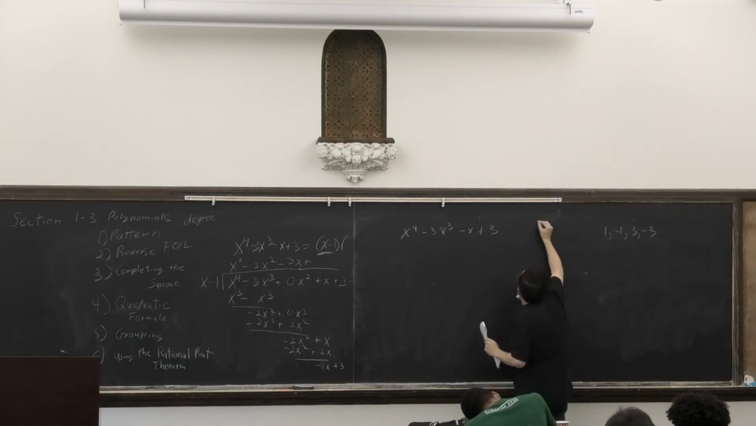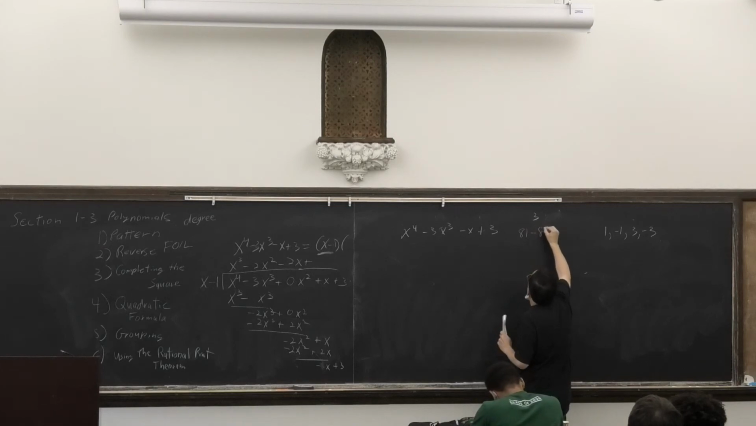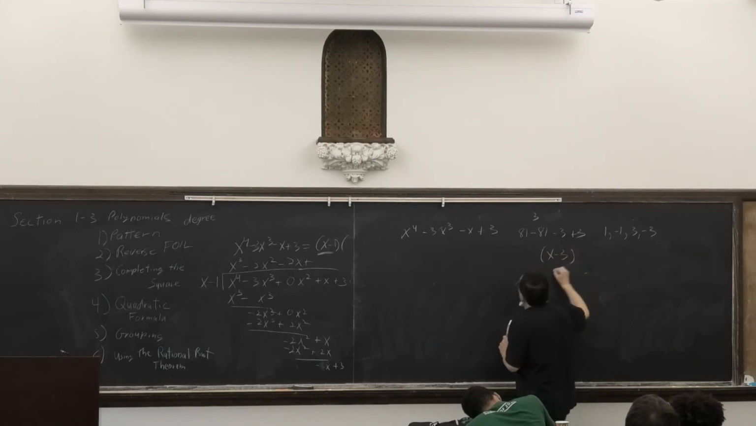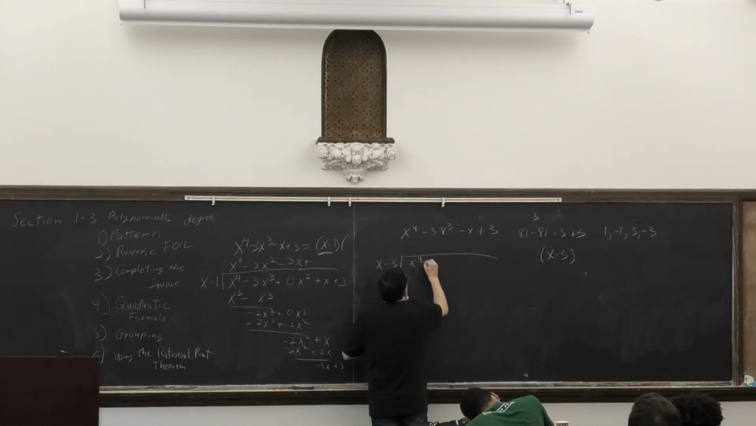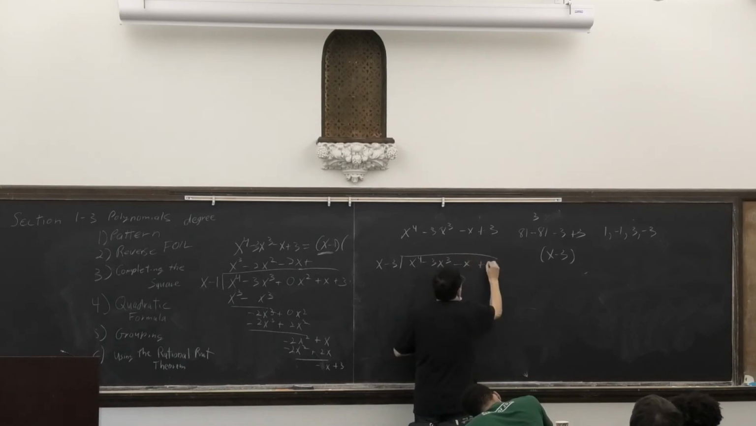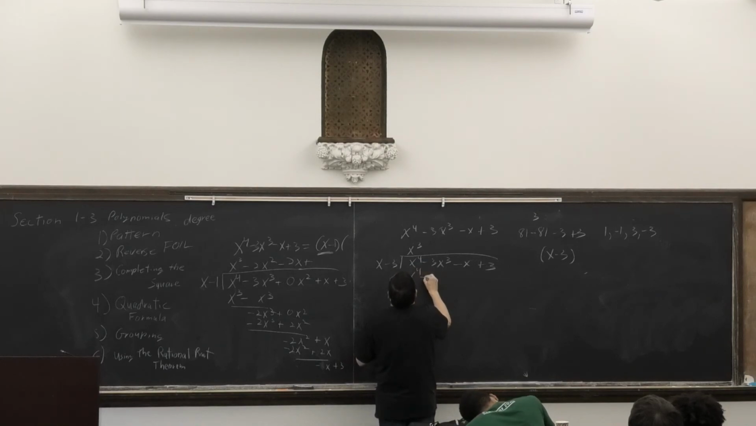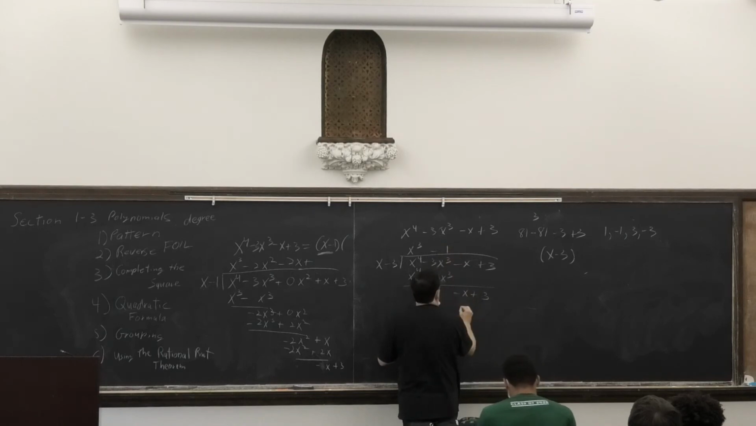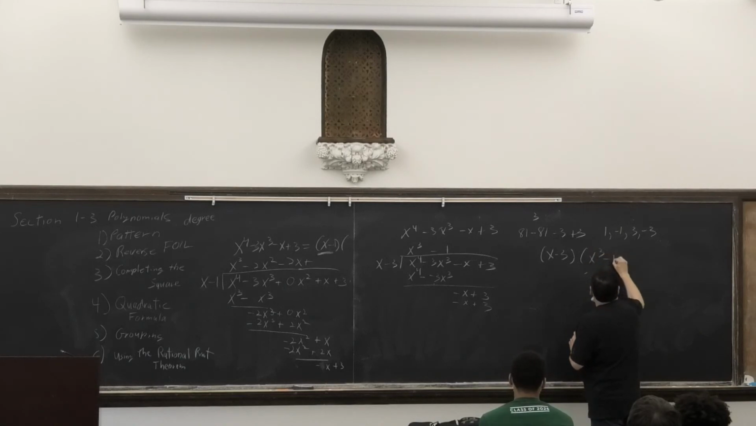So let's try 3. That's 81 minus 81 minus 3 plus 3. So x minus 3 is a factor. So let's divide by x minus 3. x to the fourth, minus 3x cubed, minus x plus 3. So this is x minus 3 times x cubed minus 1.